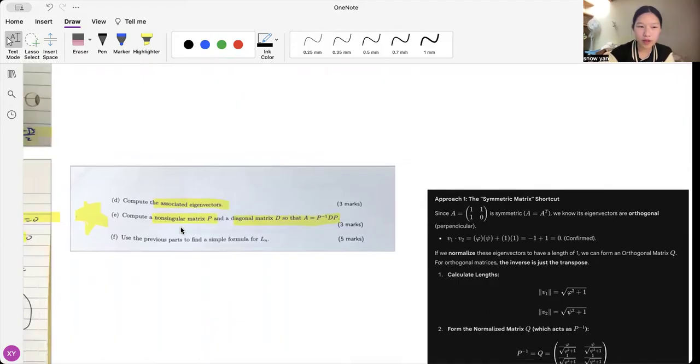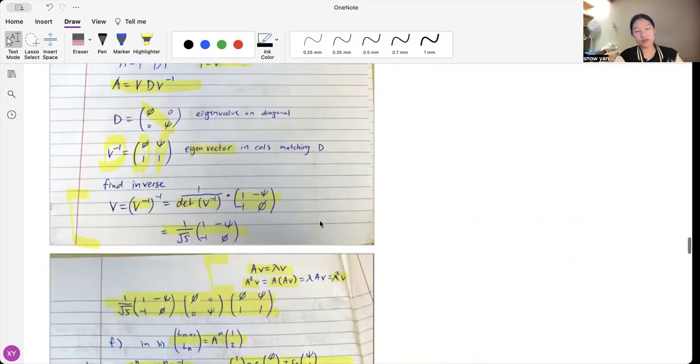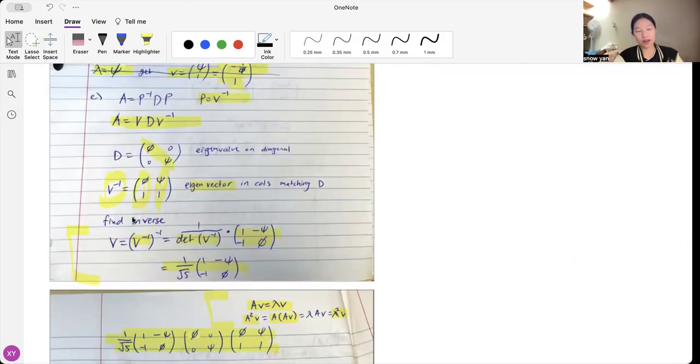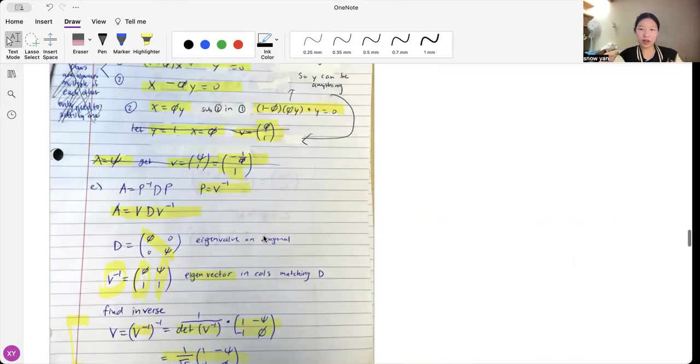So first is compute a non-singular matrix P and a diagonal matrix D such that A equals P inverse DP. So basically inside here, last time I wasn't sure how to get from my P to my inverse quickly. My approach earlier was I just found the inverse the hard way: finding the determinant, putting that on the denominator, then switching up my terms, and then negating it using the 2 times 2 formula. That was what I did. But for n times n, that might not exactly work out.